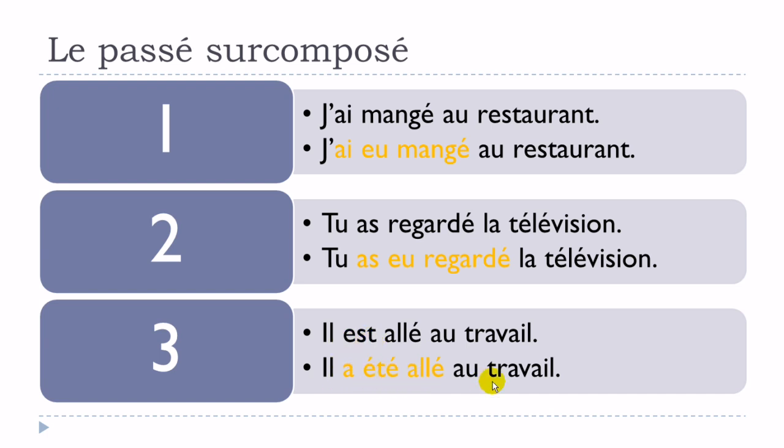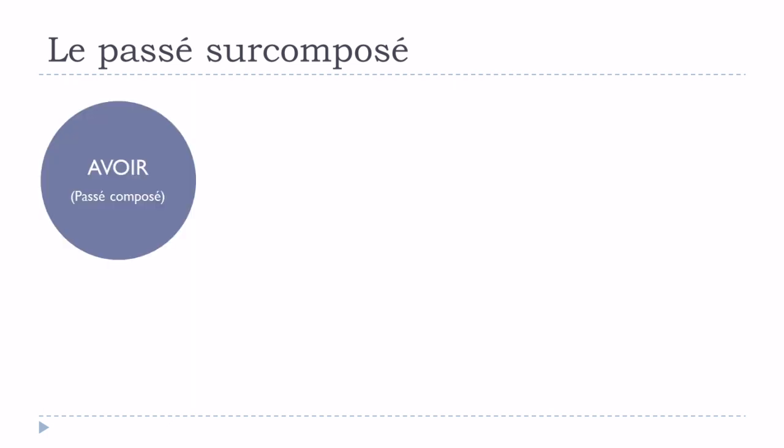And here, for this passé surcomposé, well, we will see exactly the same thing. We've got aller here, so the participe passé doesn't change. And then this first part here, well, actually, it will be the verb être at the passé composé form. Okay, so I hope it's clear. I know it's a bit difficult at the beginning, but keep in mind that the way to make this passé composé is actually quite simple.